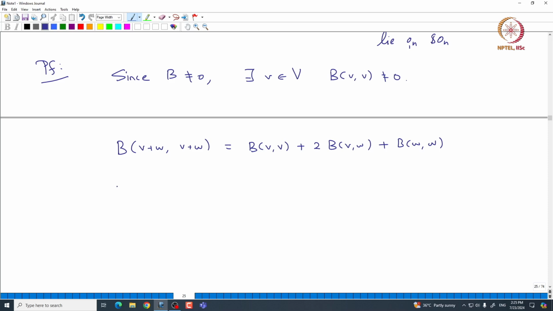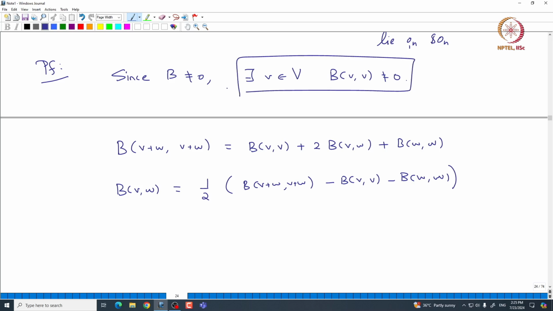Now, this implies B(V,W) can be written as one half times B(V+W, V+W) minus B(V,V) minus B(W,W). So, that means if B(V,V) is 0 for all V, that implies B is 0. So, that forces that there should exist at least one V such that this is not zero.